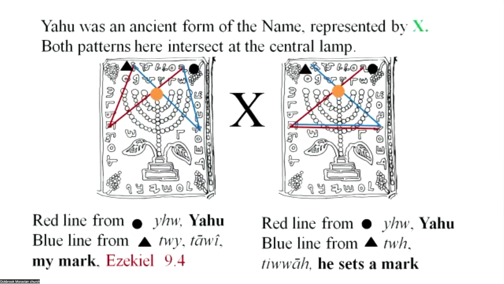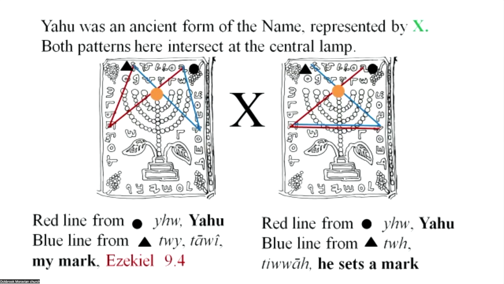Now, Yahoo, as I've already mentioned, was an ancient form of the name represented by the cross. And here I've given you two patterns. They are, in fact, different ways of joining the same letters. And both patterns intersect at the central lamp. Both patterns make the sign of the name, the X. The left-hand side, the red line from the dot gives you Yahoo. The blue line from the triangle gives you my mark.